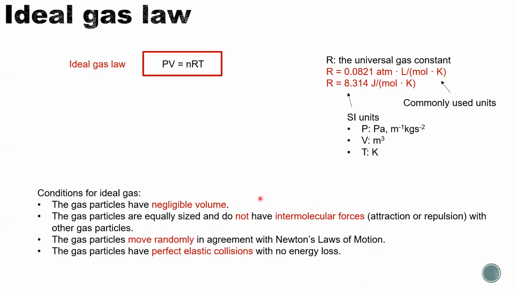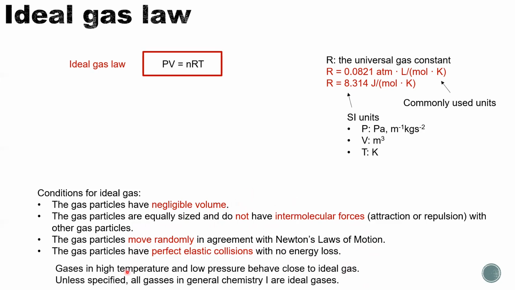So these are all details for you to understand. Usually gases at high temperature and low pressure behave close to the ideal gas. And in this class, General Chemistry 1, unless specified, all gases are ideal gases. If we don't mention otherwise, we have this ideal gas.